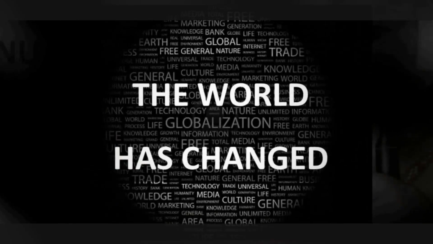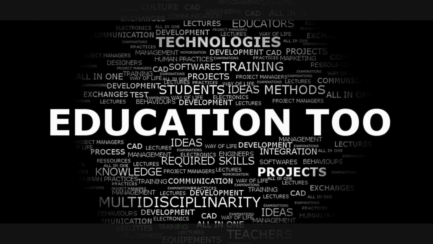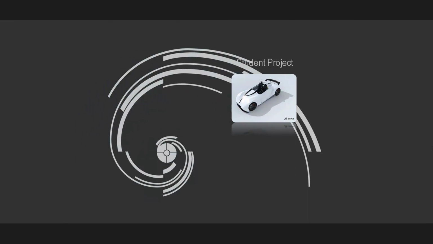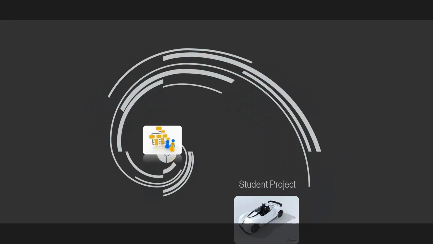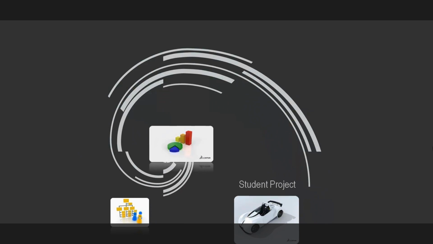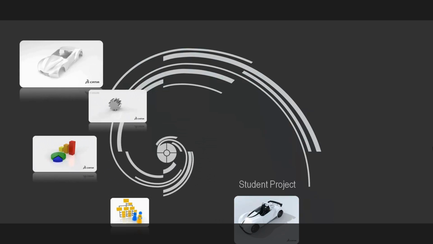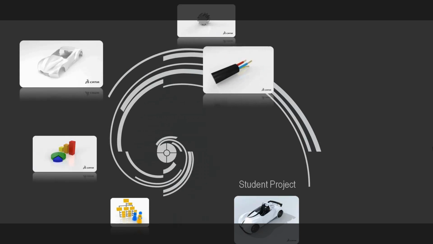The world has changed. Education too. Today, many educators are willing to implement multidiscipline in their curricula for students from different domains. For instance, here is a student project aiming at designing a car from the first sketch to the manufacturing processes.